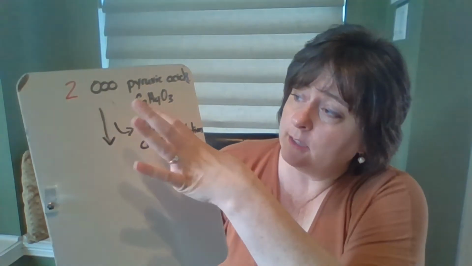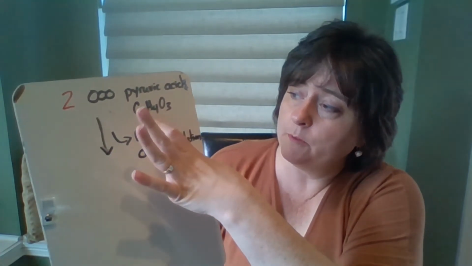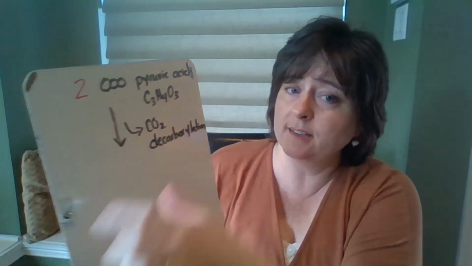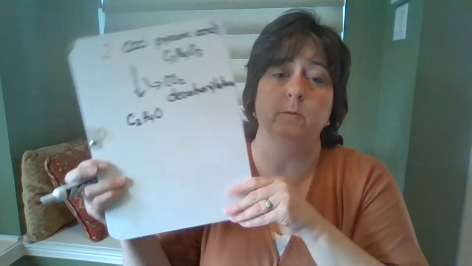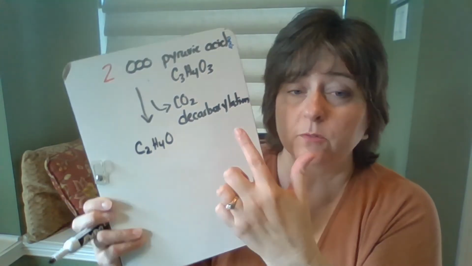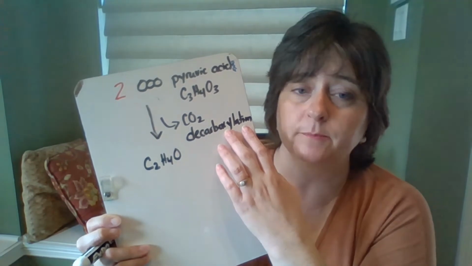So I started with C3H4O3. I'm going to remove a carbon and 2 oxygens. I end up with an intermediate that is C2H4O from that. You can see how this is being removed. So that's the first thing that happens, decarboxylation.